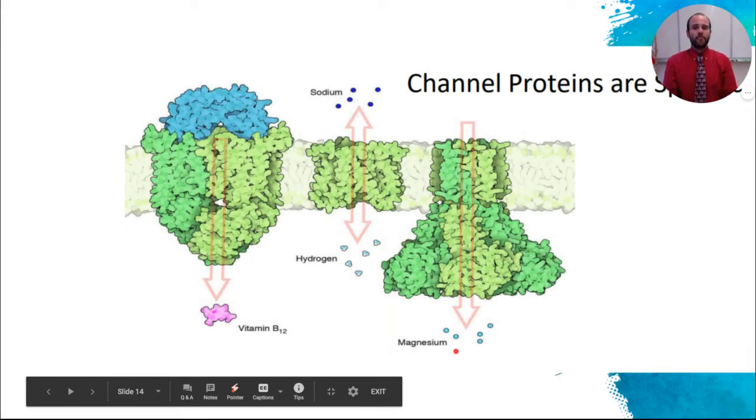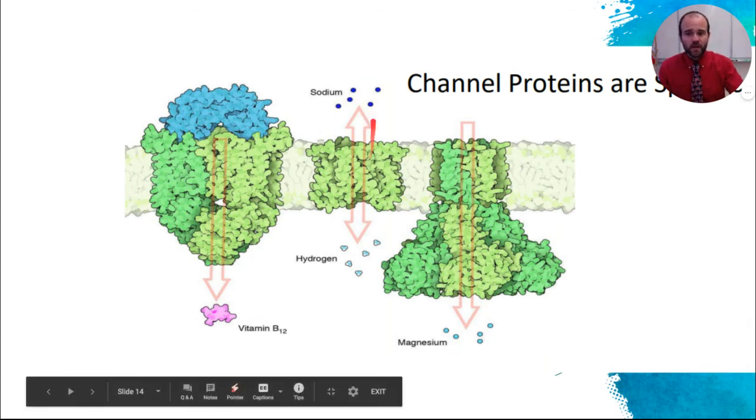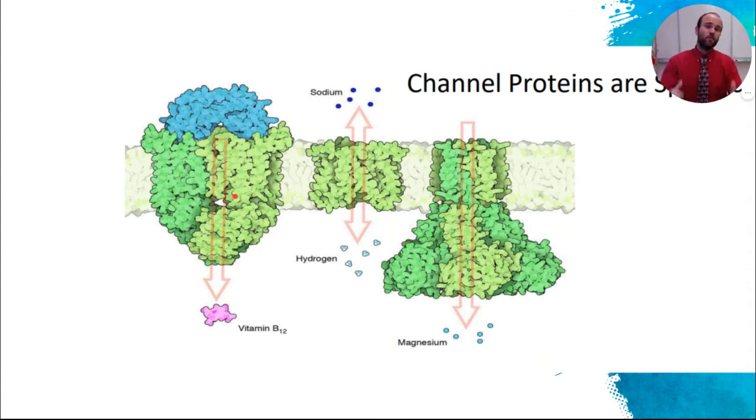For example, sodium channels or magnesium channels are very specific. Only sodium's going to pass through, or only magnesium, or only vitamin B12. You're going to have specific proteins for what you want to get through. Not everything can just flow through. This is going to help the cell keep things out that it doesn't want to come in.